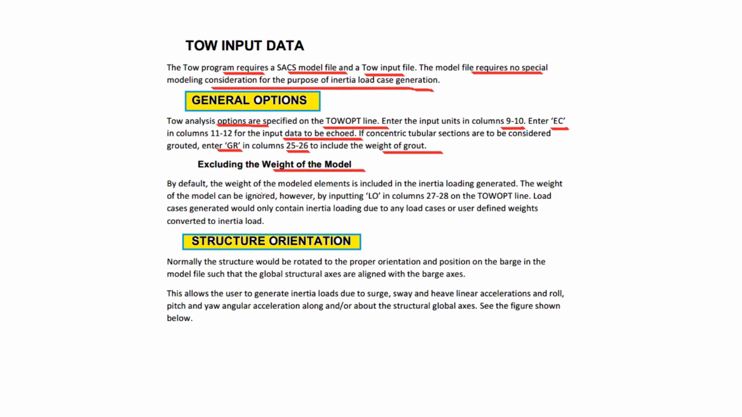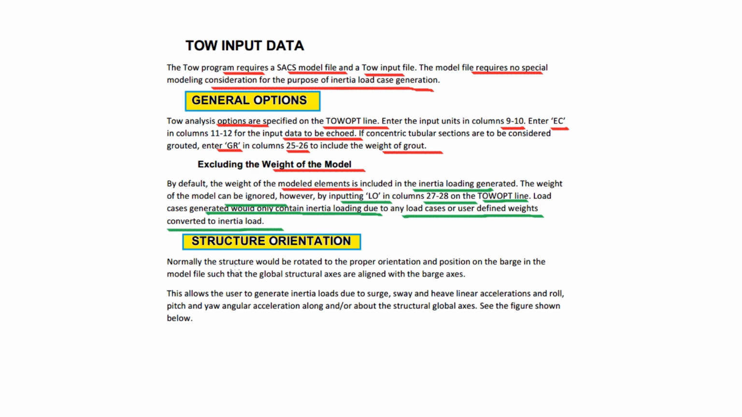Excluding the weight of the model. By default, the weight of the model elements is included in the inertial load generated. The weight of the model can be ignored, however, by inputting LO in the columns on the TAU input line. So if you want to ignore the model items' weight while generating inertial loads, then we can use the option LO. The load cases generated would contain only the inertial load due to any load cases or user defined weights converted into inertial load.